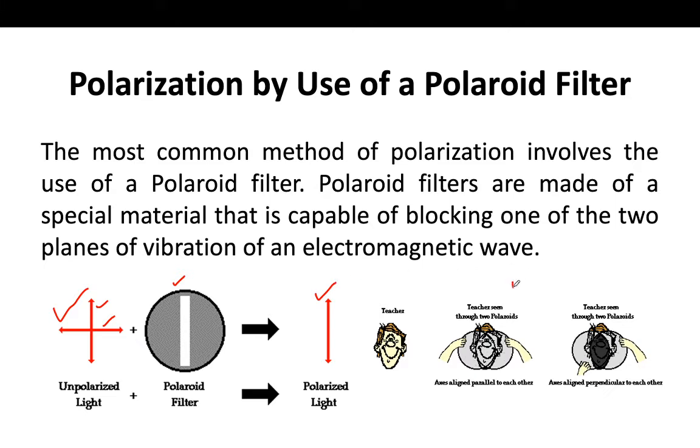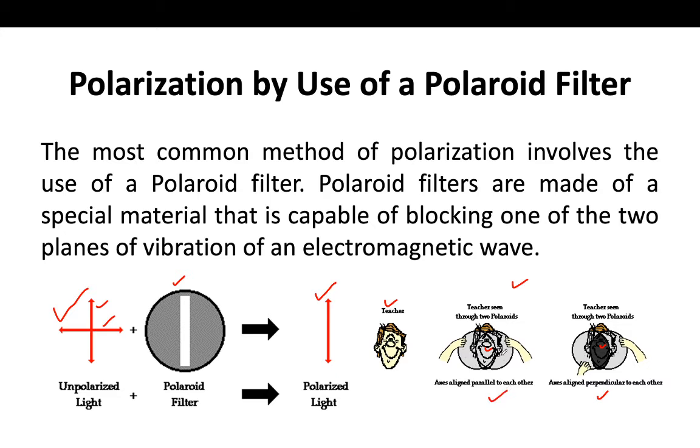Now we see the second picture. The second picture is the face of a person, and he is having two parallel Polaroid filters, or glasses, you can say. Why here is the face clear and here the face cannot be clear? Because here they are perpendicular to each other, and here they are parallel to each other.